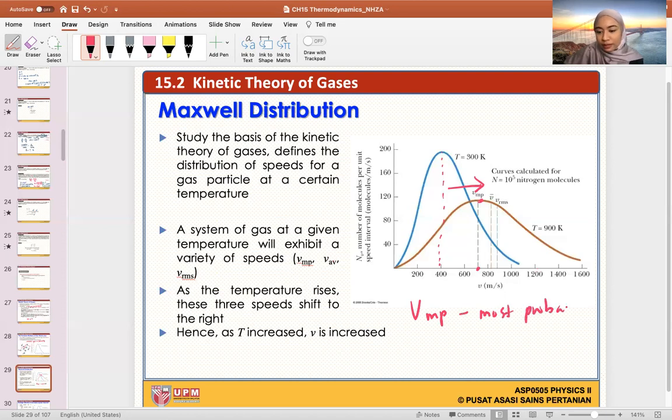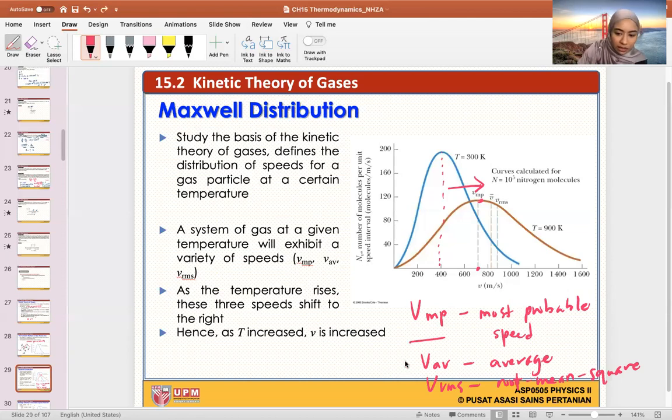Be patient first, this is for your understanding later on. Most probable speed, VAV. VAV is average. Okay, average speed, you know this. You are most familiar with this one. VRMS is root mean square. And we have learned about this too. How is average related to root mean square? Average is mean. So to make a V average become root mean square, I need to add the square, I need to add the root to make VRMS.